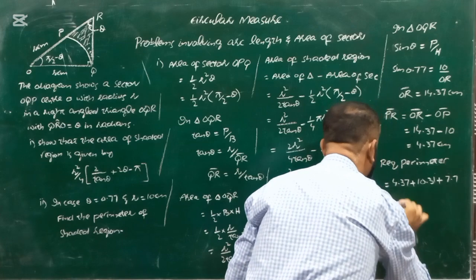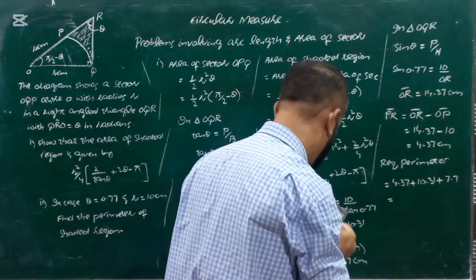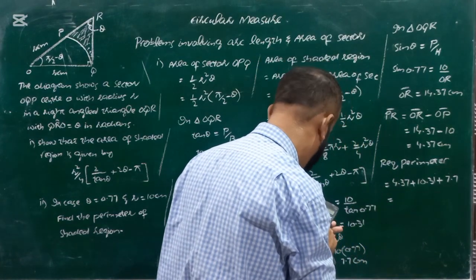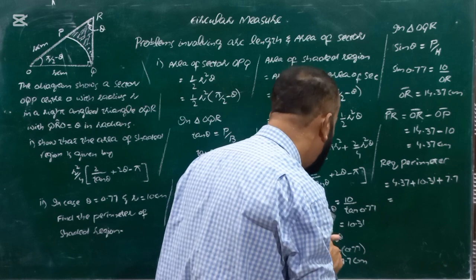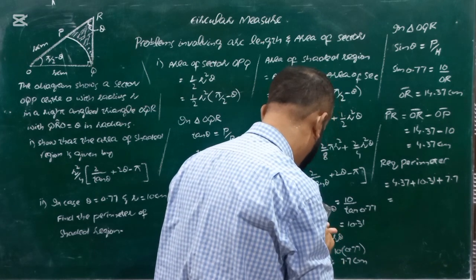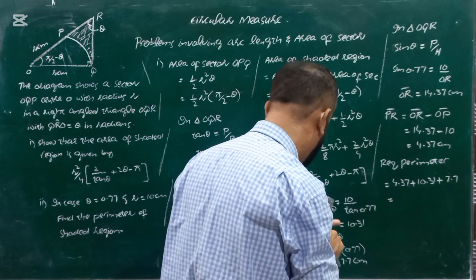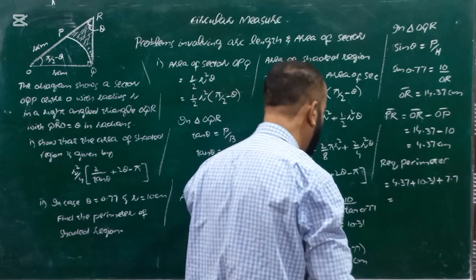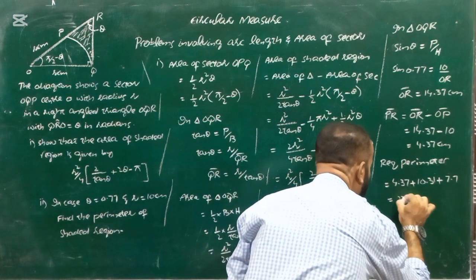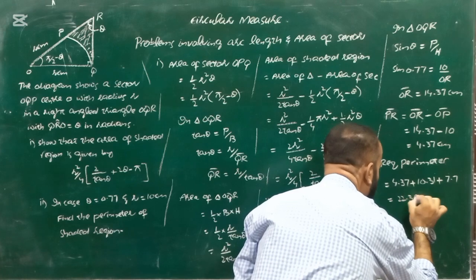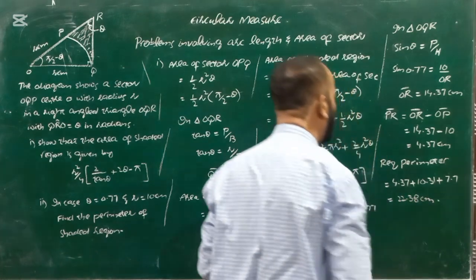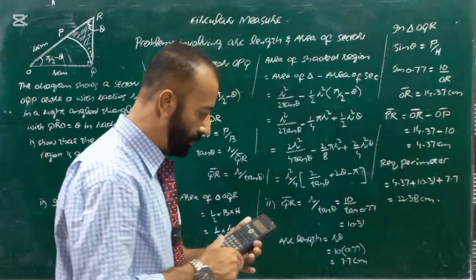So adding this on the calculator, 4.37 plus 10.31 plus 7.7 equal to 22.38. So this is the perimeter of the shaded region.